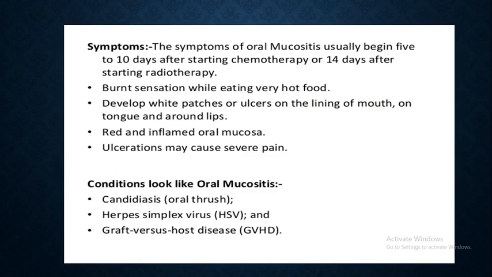Symptoms of oral mucositis include a burning sensation while eating hot food, white patches or ulcers on the lining of the mouth, and red and inflamed oral mucosa. Ulceration may cause severe pain. Normally, oral mucositis begins within 5 to 10 days after starting chemotherapy, or 14 days after starting radiotherapy. So mucositis appears between 5 to 10 days after starting chemotherapy, or after 2 weeks of radiotherapy.